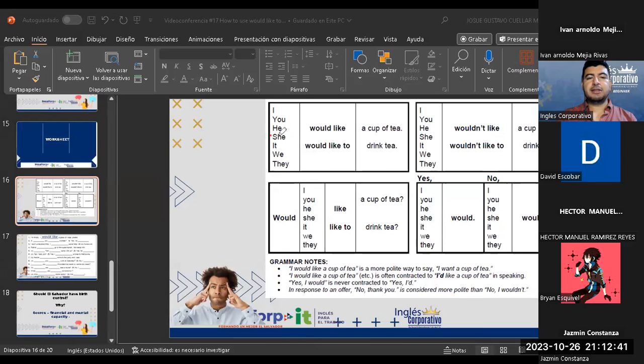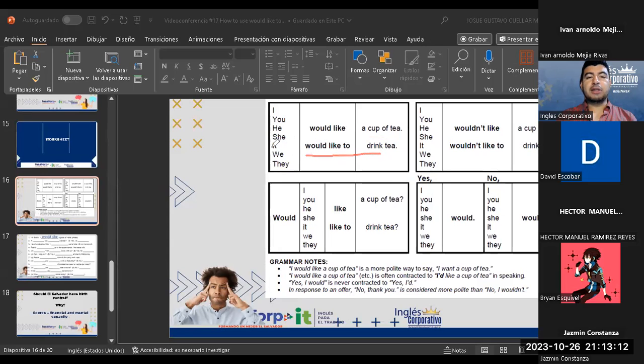Look at this. He would like a cup of tea. A él le gustaría una taza de té. Pero si queremos decir una acción, decimos, he would like to drink tea. A él le gustaría beber té. La diferencia, the difference is that here we have a verb. Aquí tenemos un verbo. Esa es la diferencia. En la primera oración solo tenemos el would like y el objeto. Y aquí tenemos would like to.